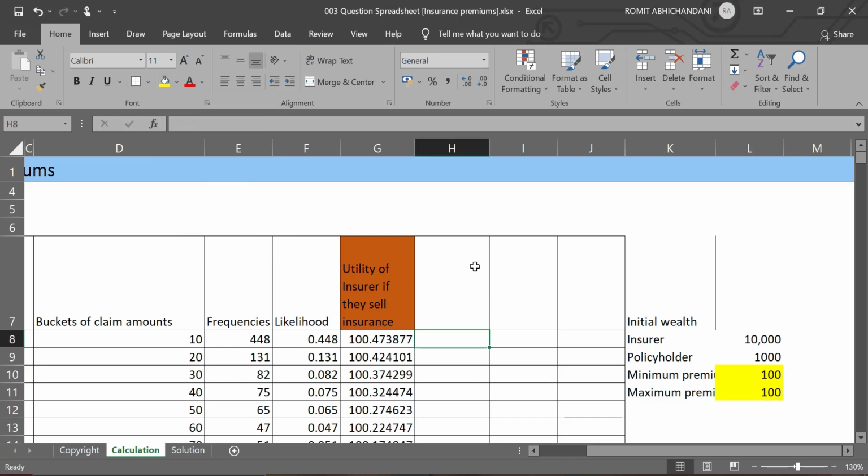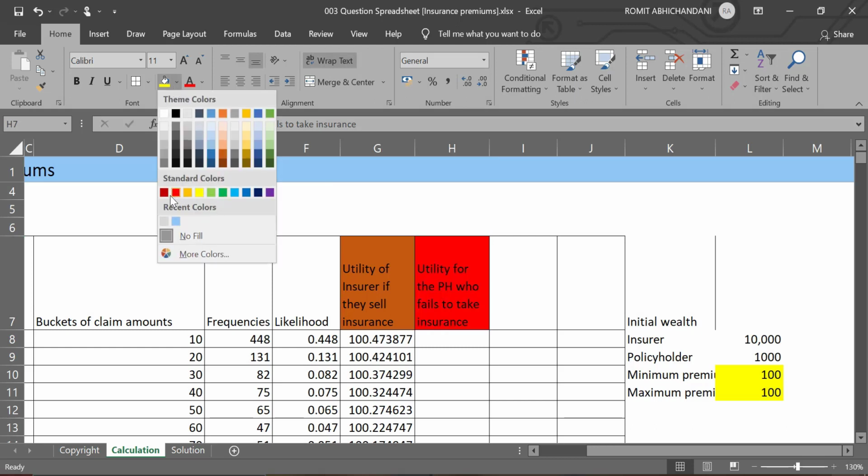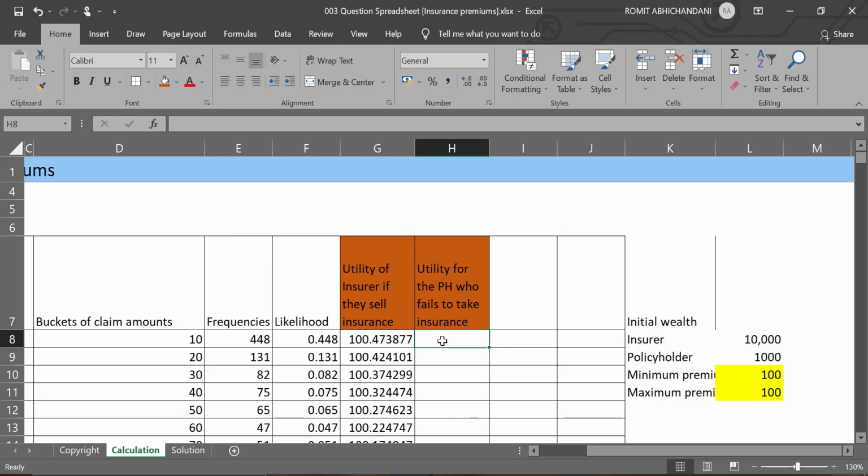Okay, so for the utility for the policyholder who fails to take insurance, this is what is needed. Okay, right? So how will we find this?